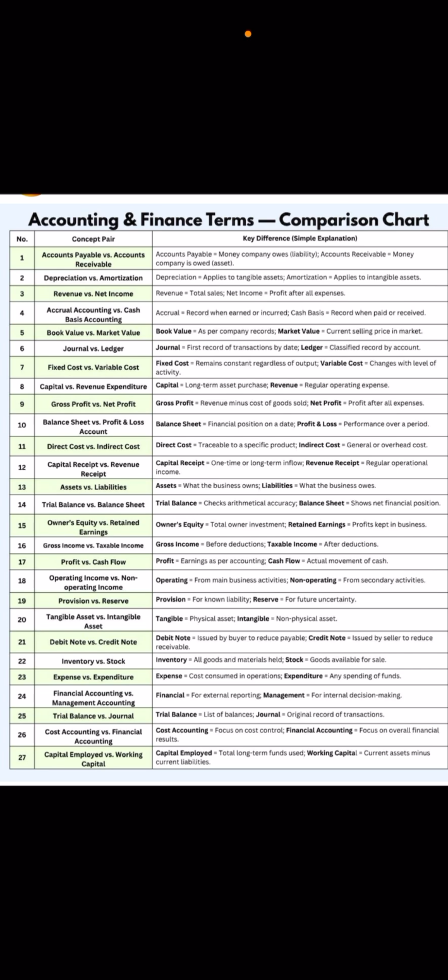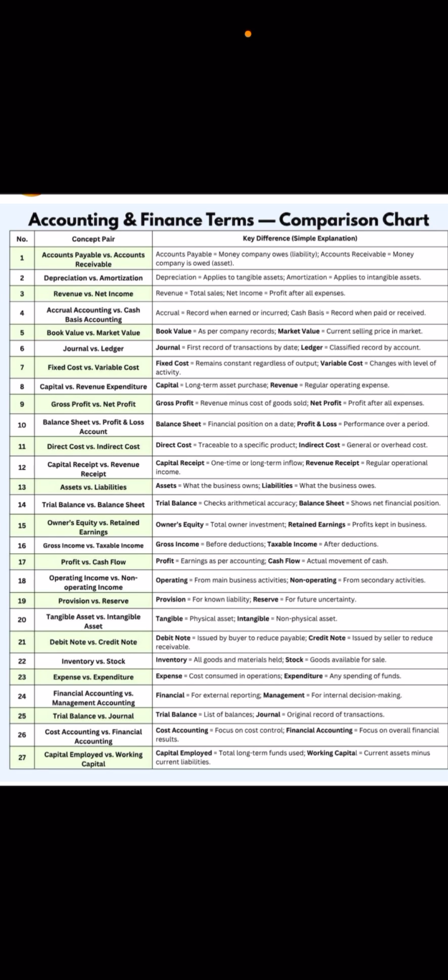Assets versus liability. Assets mean what the business owns. Liability is what the business owes. Next point, trial balance versus balance sheet. We prepare a trial balance to check the arithmetical accuracy of the ledger accounts. Balance sheet shows the financial position. That is the difference between trial balance and balance sheet.